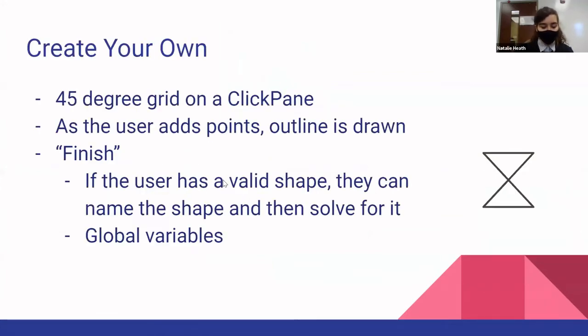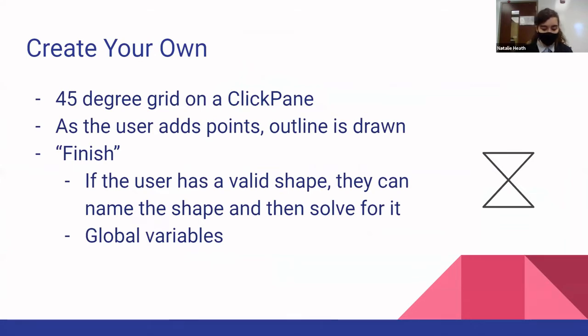So for our create your own, as you saw in the demo, the user is presented with a 45 degree angle grid. And that grid is on something called a click pane, which is like an interactive interface where the user can click different points in the pane. And as they click different points, they are added to a point list that helps us draw the outline of the shape that they are trying to design.